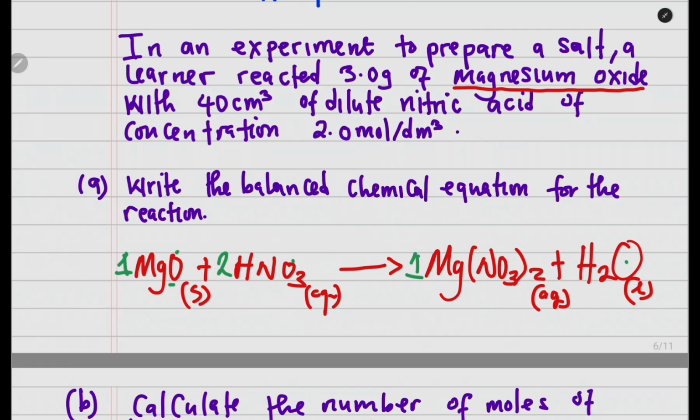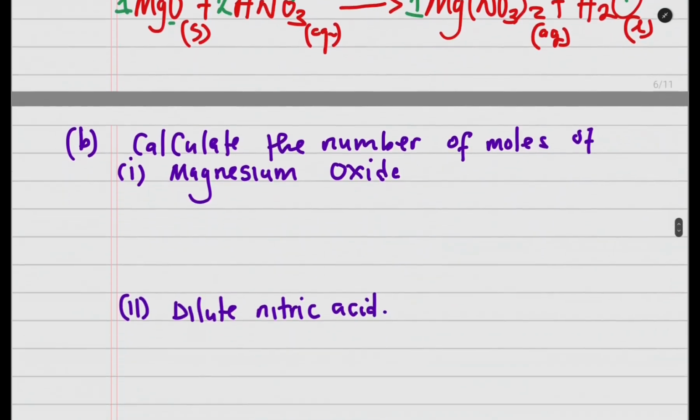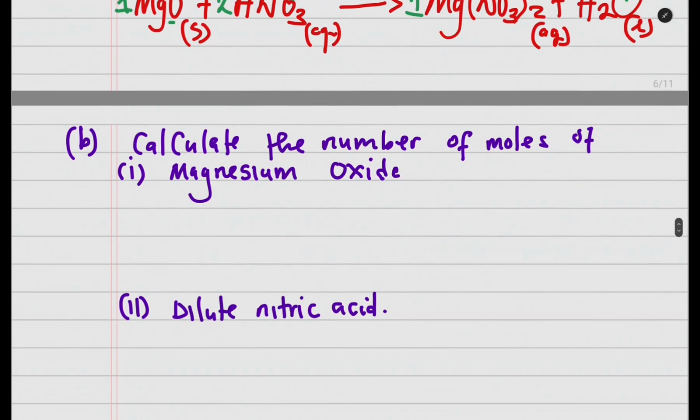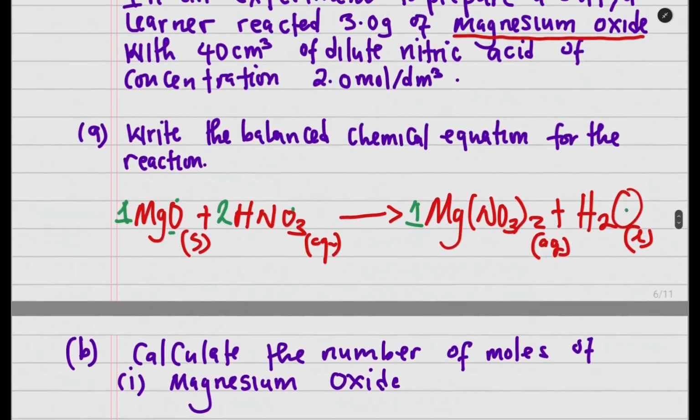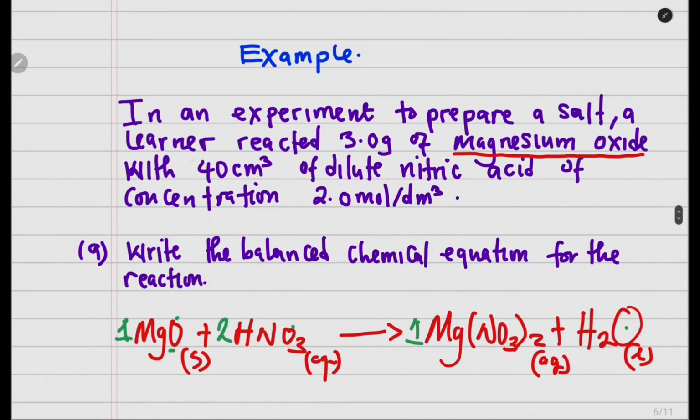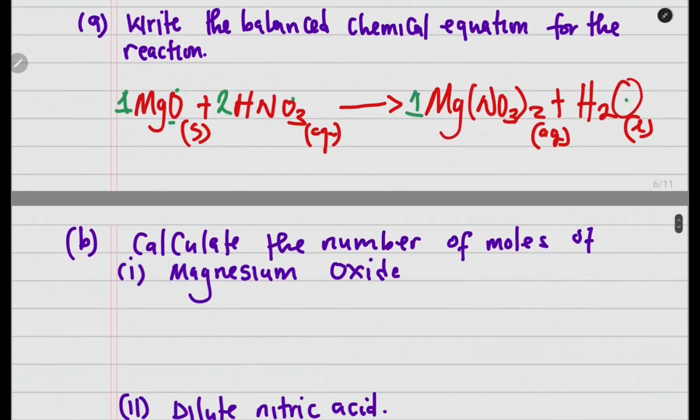Okay. So we've answered the first question fully. Let us have a look at the second question. Calculate the number of moles of magnesium oxide. Now remember, from the equations that we've looked at, you need to look at the information that is given for magnesium oxide. Here we are saying Elena reacted 3.0 gram of magnesium oxide, which means what we are given is the mass, which is 3.0. Now they are saying calculate number of moles.